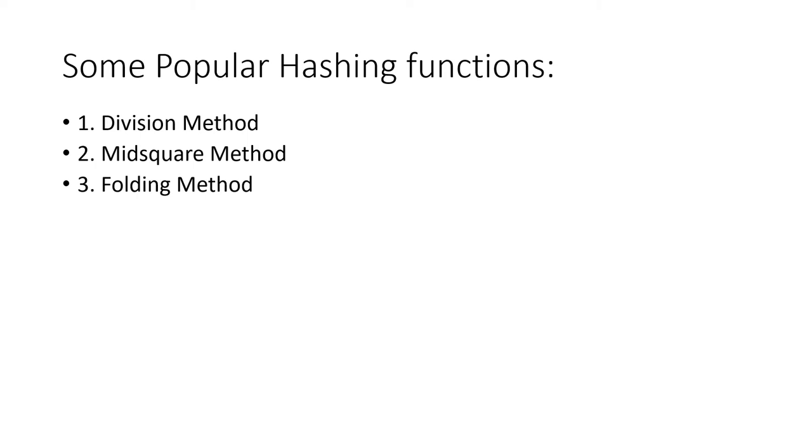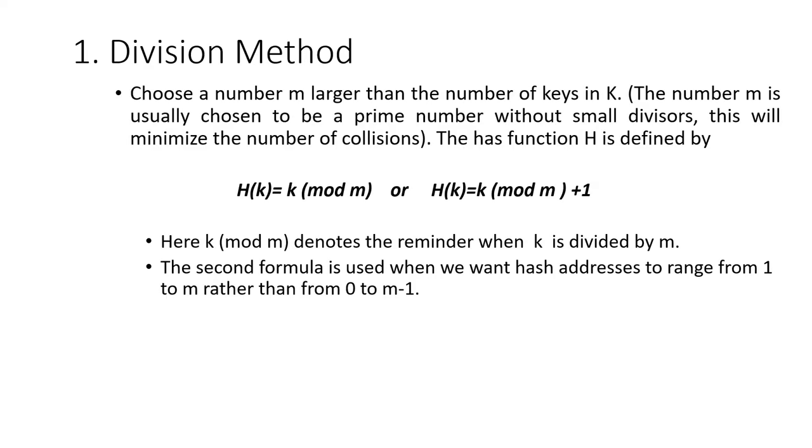To learn some of the popular hashing functions, there are many hashing functions. From those, we picked three. So the first hashing method is known as the division method. This is the formula that you're going to apply to find the location for the record where you want to store.